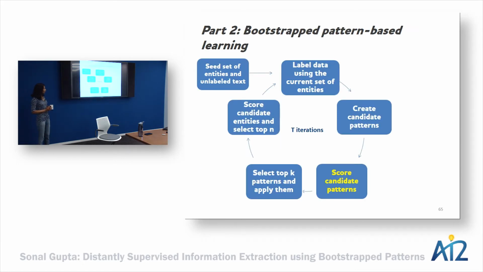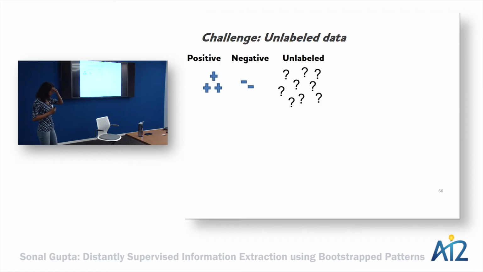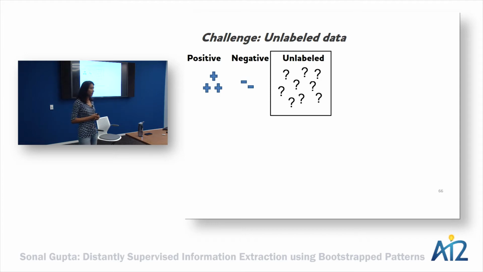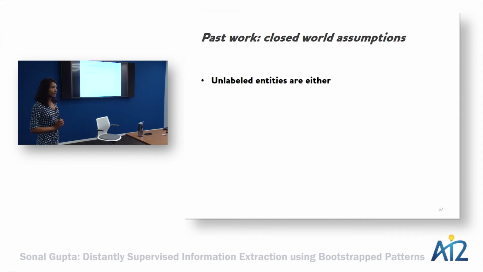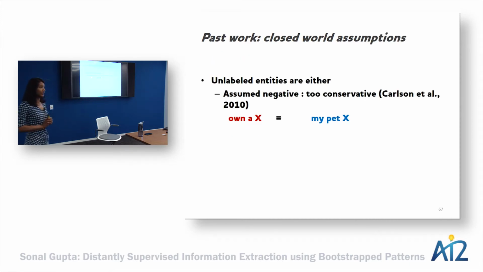So I talked about the two most important components in this architecture: improving the patterns and improving the entity scoring. And the first part, I talk about how to improve the candidate pattern scoring. So if we step back and think about these kinds of bootstrapped systems, what happens is we have a few positive examples, a few negative examples, and large unlabeled examples. And what people usually do in past work is they make closed world assumptions about them. So what I mean is either they assume this data to be negative, they ignore them, or they do some combination of both. So for example, if they're assuming that they're all negative, so all the unlabeled entities are negative.